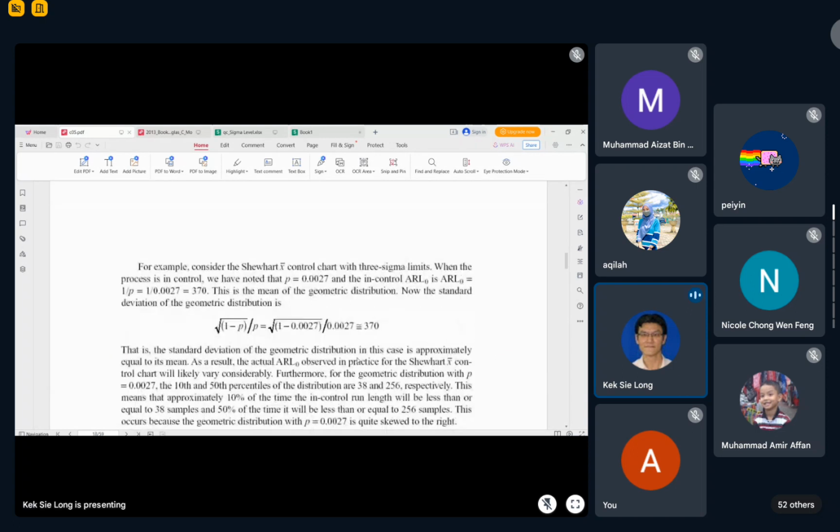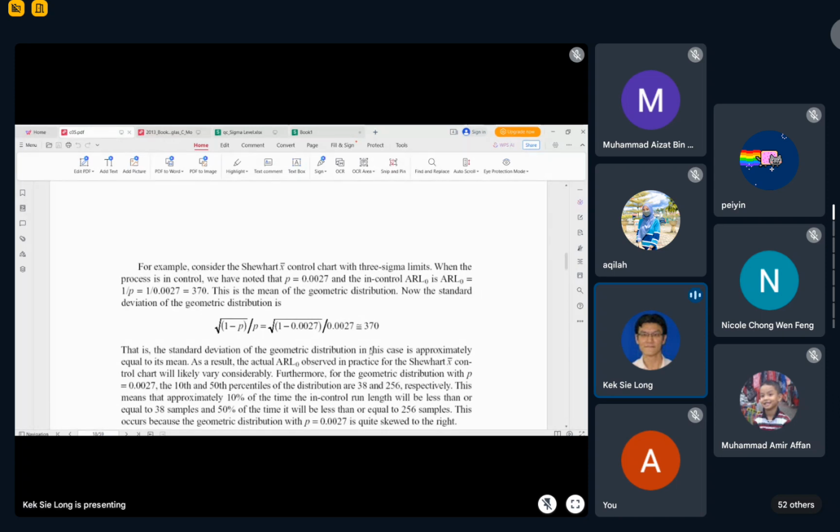We can do some calculation using the geometric distribution. That's why I advise that you read chapters 3 and 4 for the statistical distributions. So here you see the geometric distribution. Do you know about the geometric distribution? What is the mean? How to calculate the expected value? How to calculate the variance?